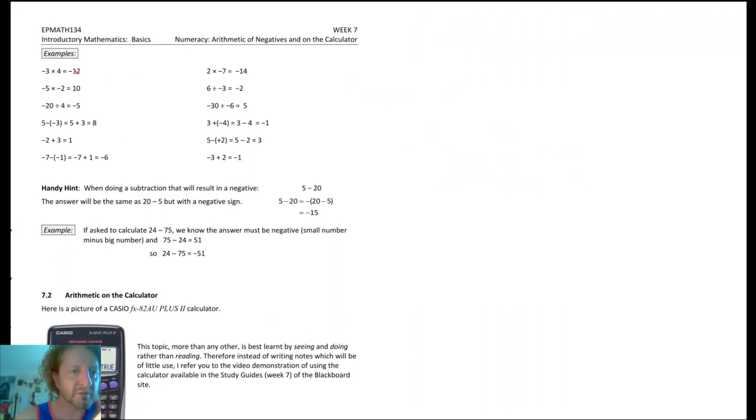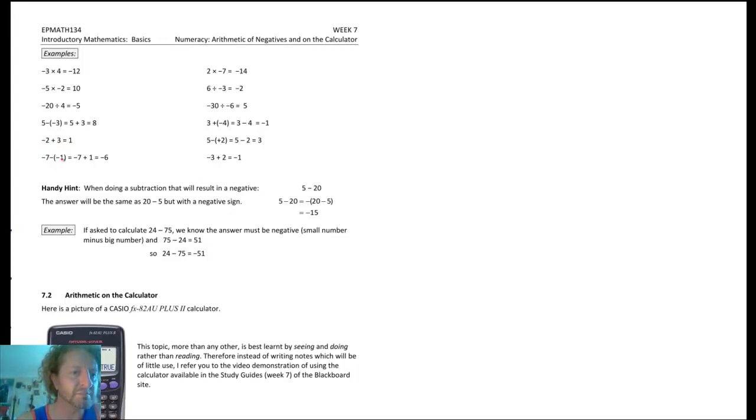A minus times a plus is a minus, a minus times a minus is a plus, a minus divided by a plus is a minus. 2 minuses next to each other, brackets or no brackets, makes no difference. 2 minuses make a plus. A minus 2 plus 3 doesn't abide by any of those rules. That's just walking 2 steps back, and then 3 steps forward will land me at 1 step forward.